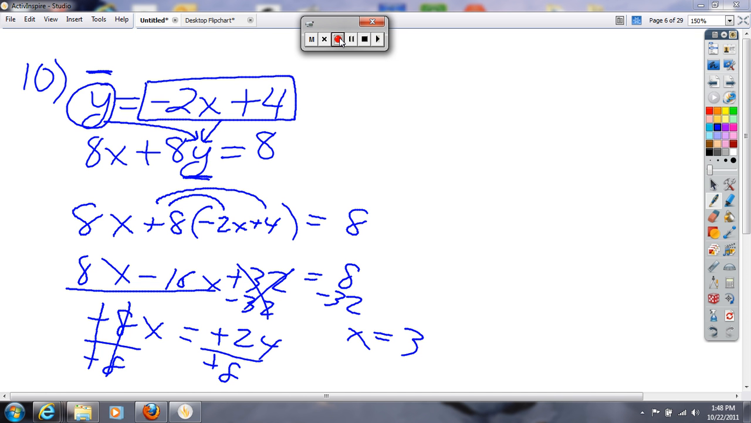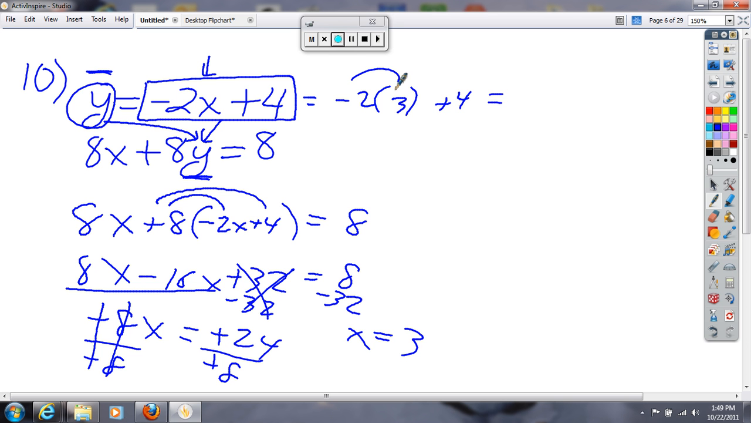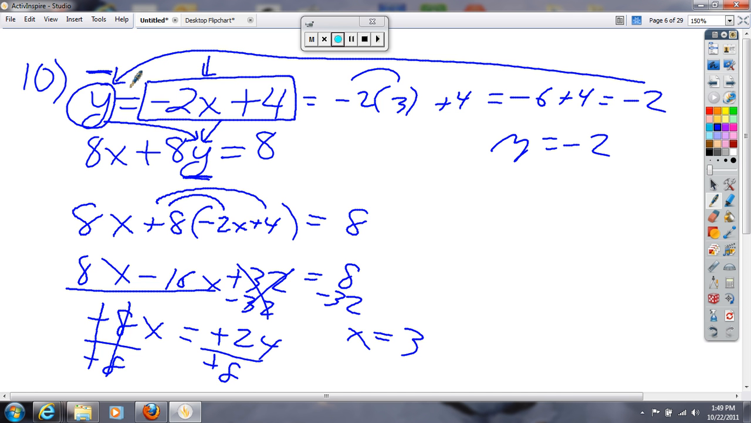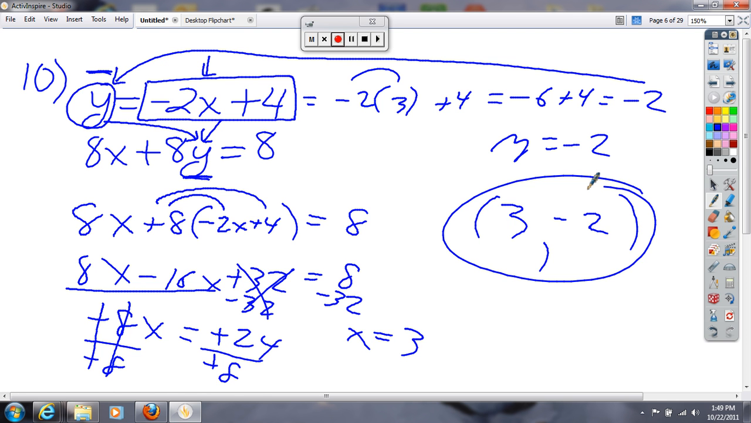Now we go up here, go to the box, and replace that x with 3. So it's negative 2 times x, which is 3, plus 4. Negative 2 times 3 is negative 6, plus 4 is negative 2. So y equals negative 2. This is the y. So what is my answer now? Parentheses, comma. The x value is 3. It always goes first. X is first, y is second. That's negative 2. And you have your answer.